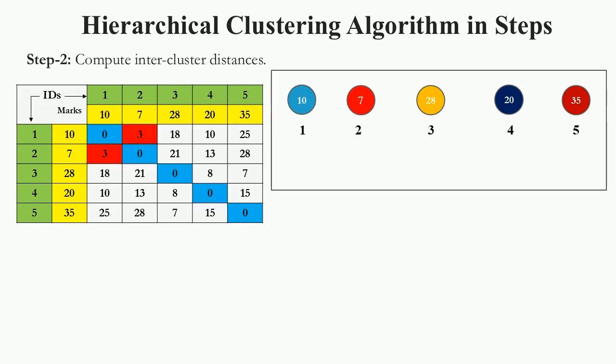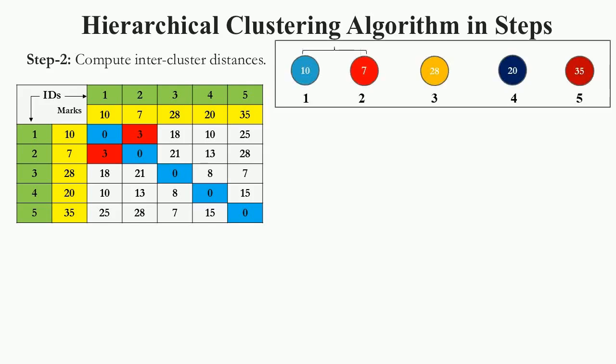Now from the table, it can be observed that 3 is the minimum distance after the self distance, marked as red color, and this distance 3 is the distance between cluster ID 1 and 2. At this point, this 3 is the linkage value. And, cluster 1 and 2 can be grouped together as shown.